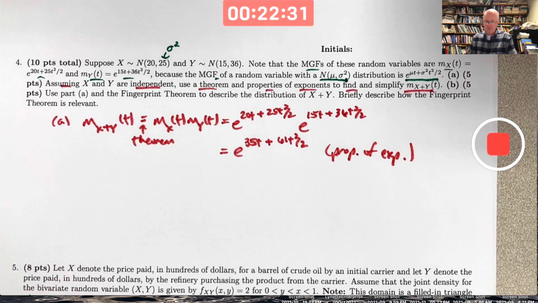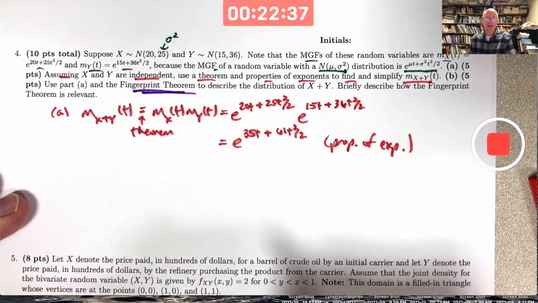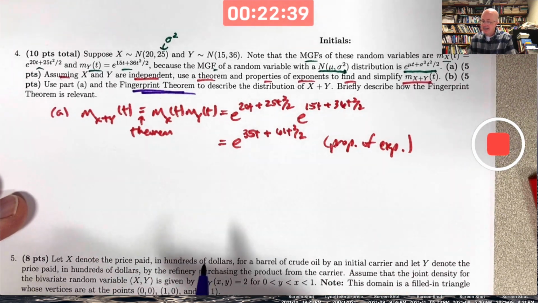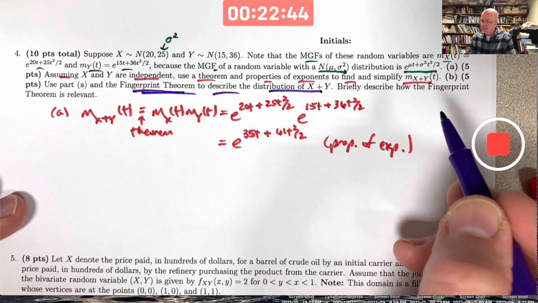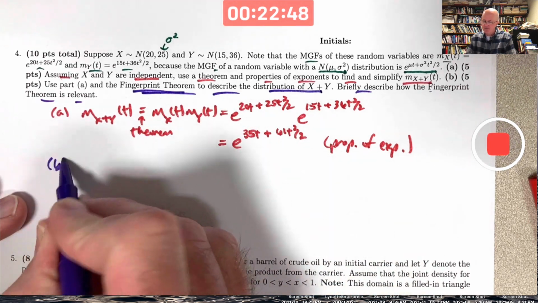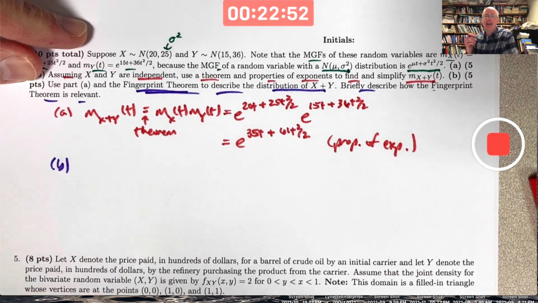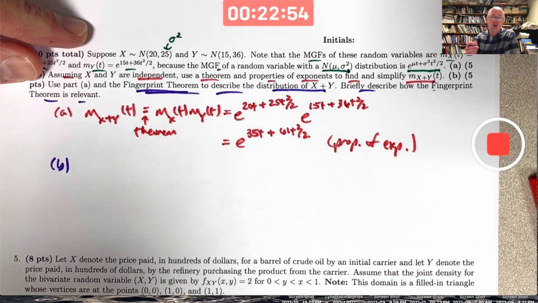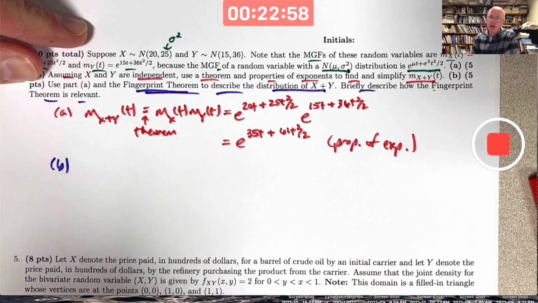Okay. Part B says, use part A, the result here, and the fingerprint theorem, again, maybe not everybody calls it that, to describe the distribution of X plus Y. Briefly describe how the fingerprint theorem is relevant, okay? How is the fingerprint theorem relevant? Again, it says that a random variable is completely determined by its moment generating function. If you know the moment generating function, then you know the random variable.